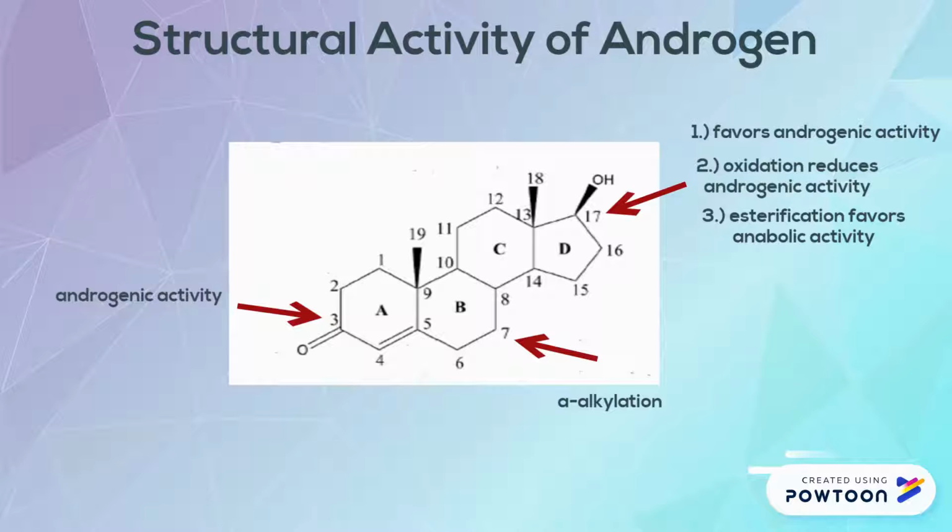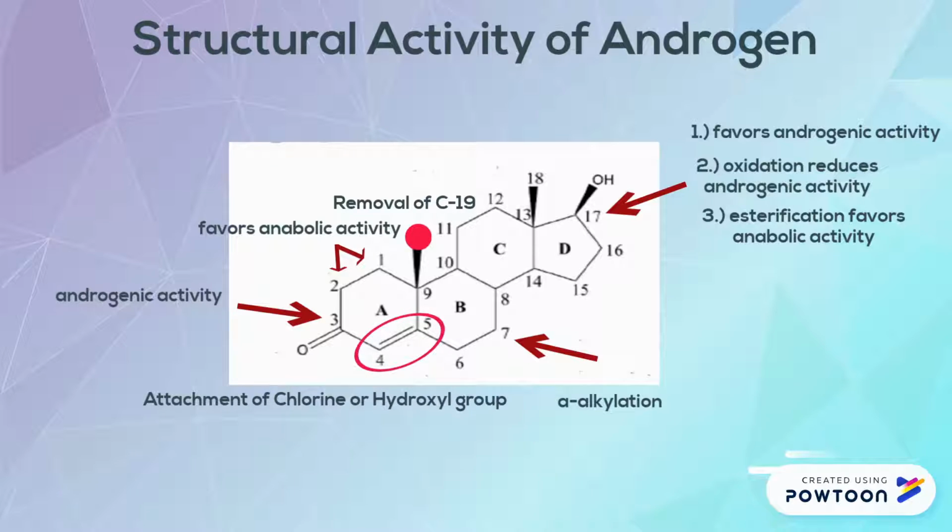Alkylation favors anabolic activity at the C1 and C2 positions. The removal of C19 favors anabolic activity and reduces androgenic activity. Lastly, the double bond at C4 and C5 is reduced, or chlorine or a hydroxyl group is attached.